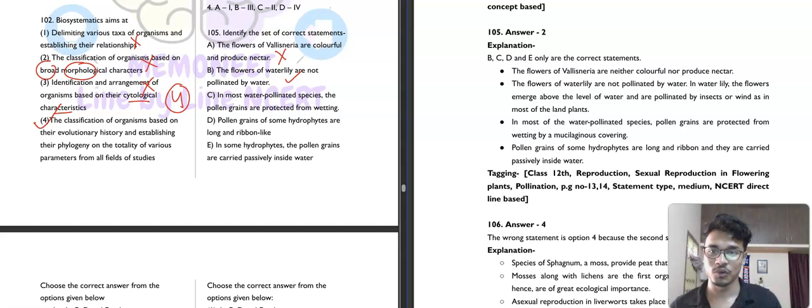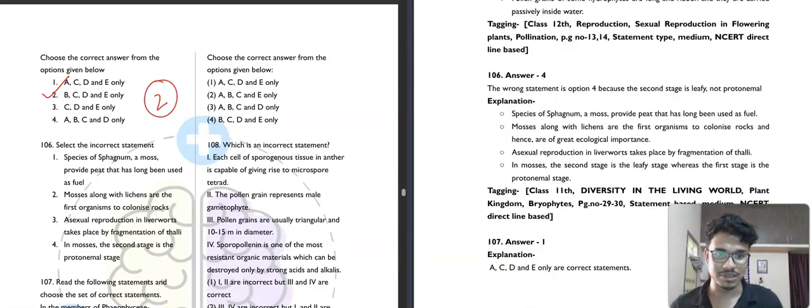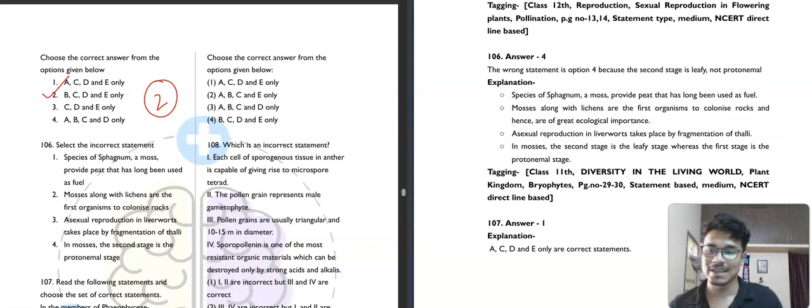So in most water-pollinated species, the pollen grains are protected from wetting. Yes, this is correct. They have something called a mucilage covering. Then pollen grains of some hydrophytes are long and ribbon-like. You can also see the picture as well. In some hydrophytes, the pollen grains are carried passively inside the water. Okay, this statement is also correct. So B, C, D, E are our correct statements for this question. So the correct answer will be option number 2. Then moving to the next question, question number 106. It is saying, select the incorrect statement. The first option is species of sphagnum.